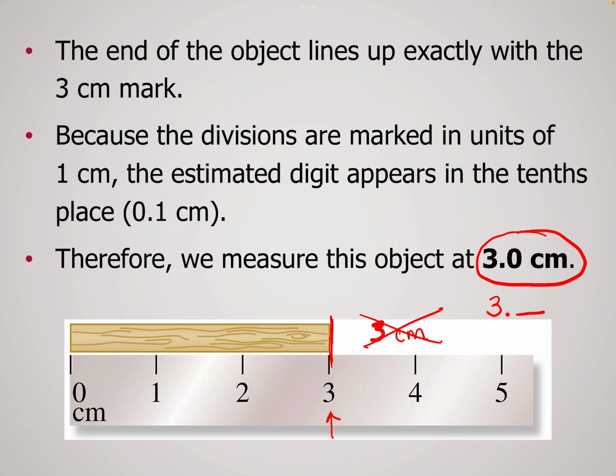And to indicate that we think it's exactly 3, we write 3.0. That's telling us we think it's exactly on that 3 line. Okay, but again, we're always going to estimate one digit past what we have a line for. Since we have a line at 3, we can't say that it's 3 centimeters. We're going to estimate one digit past that and write 3.0 centimeters. But you could have said 3.1 or maybe even 2.9, right? Because it's an estimate.